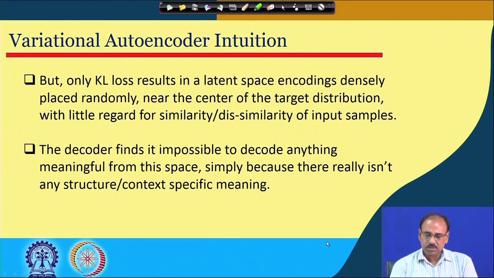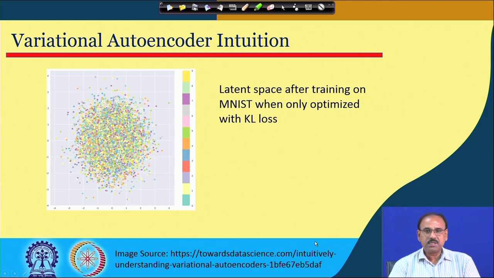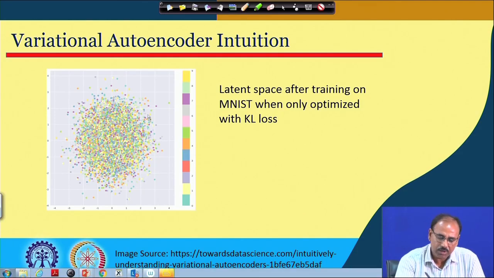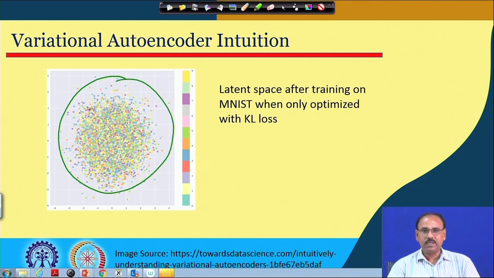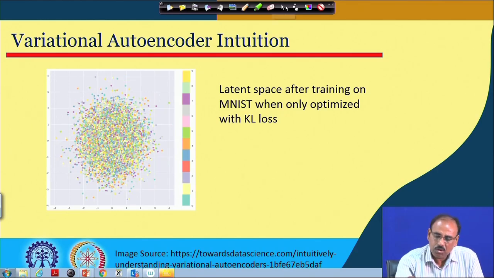This diagram simply shows that if I only use the KL divergence loss and try to minimize that, then you find that the data belonging to all different classes are clustered together, all of them combined. So, you are losing the class identity or the structural difference between different data sets. This is what is not desirable.